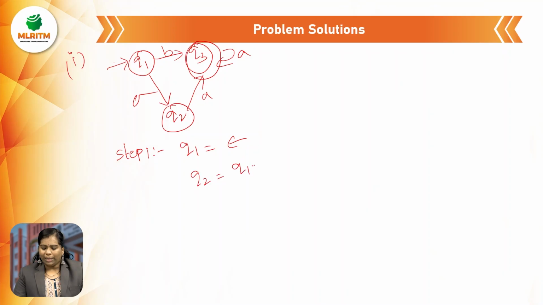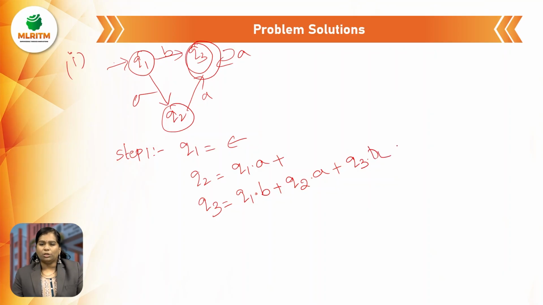Q2 is Q1 dot A. The incoming edge is from Q1 to Q2, and we are sending A. Next, Q3. Q3 is Q1 dot B plus Q2 dot A plus Q3 dot A. Here the final state is Q3.